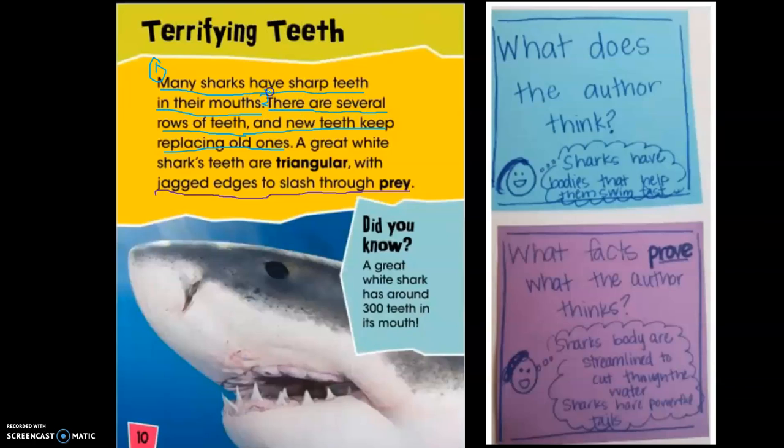His second thought was that there are several rows of teeth, and new teeth keep replacing old ones. I remember a part that the author uses to show how many teeth are in their mouth. Do you? Yes, you're right. It was in the picture. It wasn't even in the paragraph. It says they have 300 teeth in their mouth. Does that prove that there are several teeth in their mouth? Yes. So sometimes, boys and girls, the first sentences may be what the author thinks, and then they'll use facts to back it up.